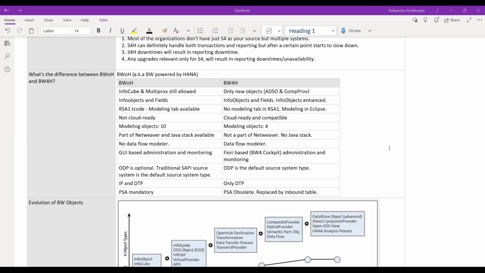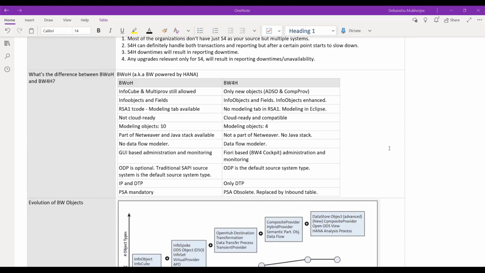These questions are being asked by a lot of clients. They are saying that I already have a license for BW on HANA. Everything is going well. Tell me the reason why I should go for BW for HANA. So to answer that, you should know the difference between BW on HANA and BW for HANA.